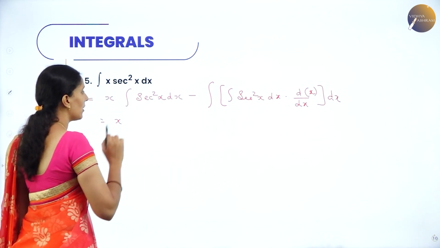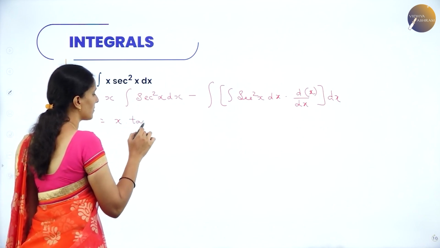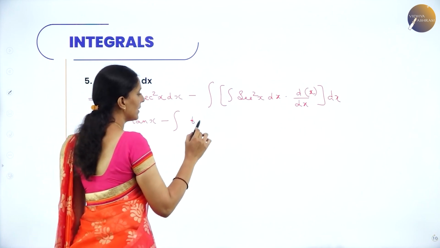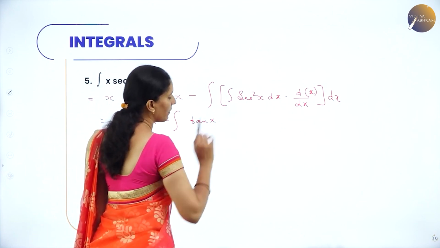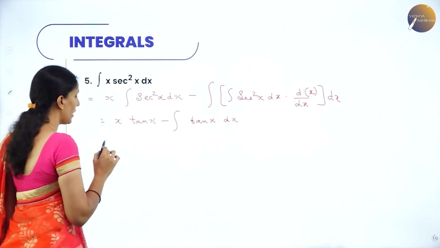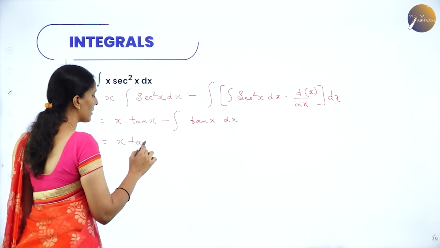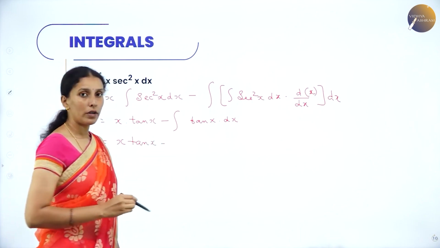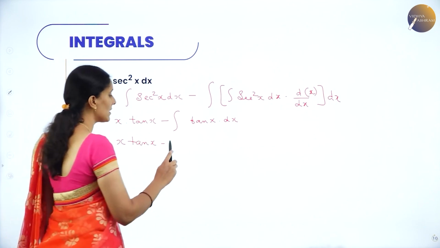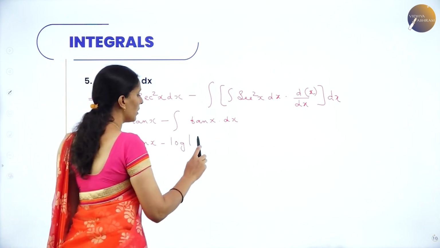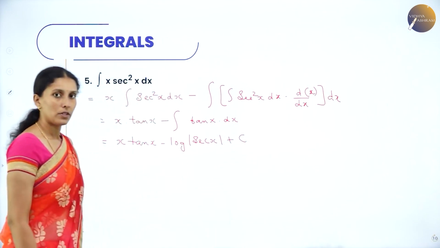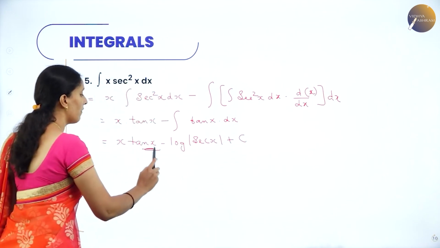So what is integral of secant square x? Tan x. Minus integral of tan x, what is derivative of x? It is 1. So tan x into dx. Now again we have x tan x minus, what is integral of tan x? It is log of modulus of secant x plus c. So this is the integral value.